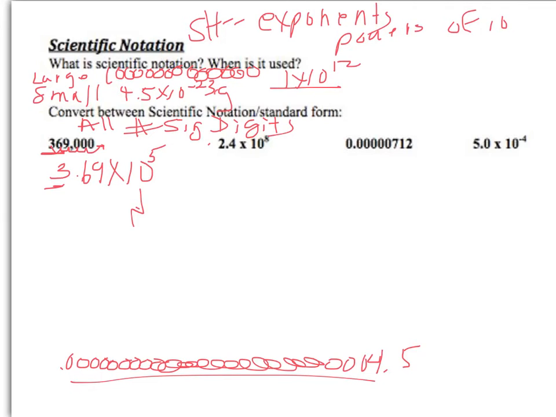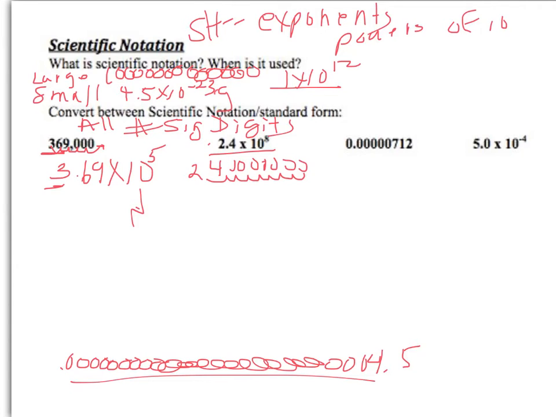Okay. Here, I have 2.4 times 10 to the 8th. So I'm going to move the decimal point from here. 1, 2, 3, 4, 5, 6, 7, 8. So that would be longhand, right?